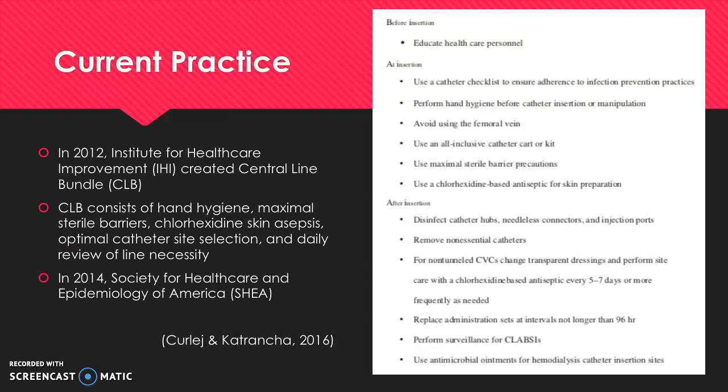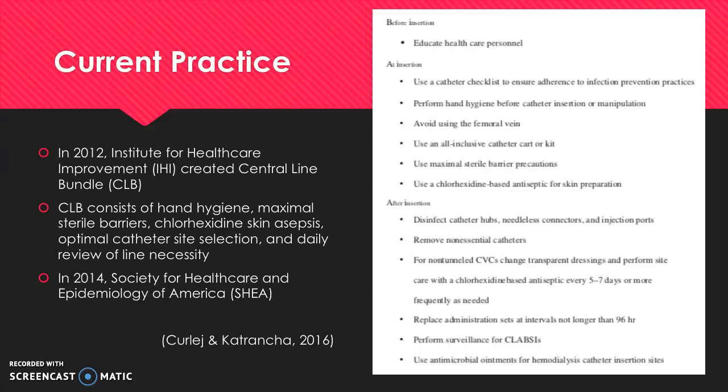In 2012, the Institute for Healthcare Improvement created the Central Line Bundle, or CLB. The CLB consists of 5 components: hand hygiene, maximal sterile barriers, chlorhexidine skin asepsis, optimal catheter site selection, and daily review of line necessity to ensure prompt removal.